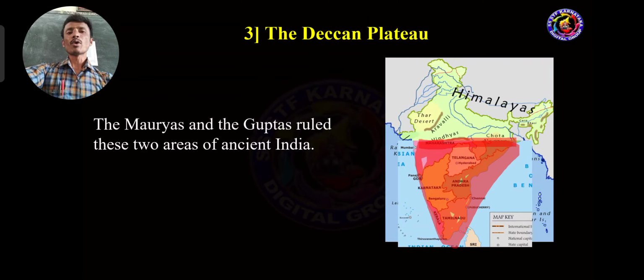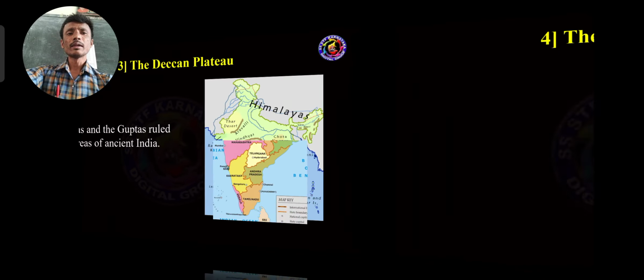The Mauryas and the Guptas ruled these two areas of ancient India during ancient times, which means once upon a time. This area was ruled by two important dynasties, the Mauryan dynasty and the Gupta dynasty. These two dynasties ruled in ancient times. Which area? The Deccan Plateau.